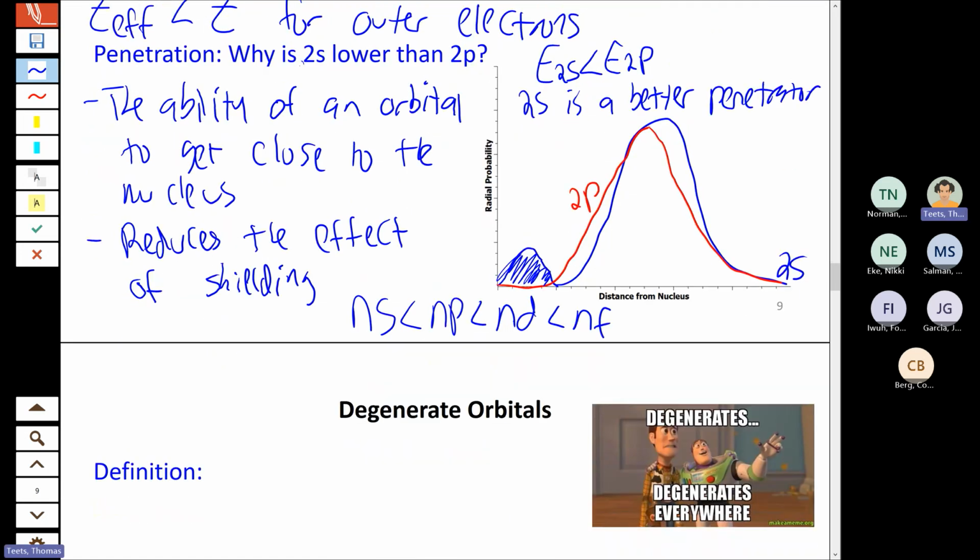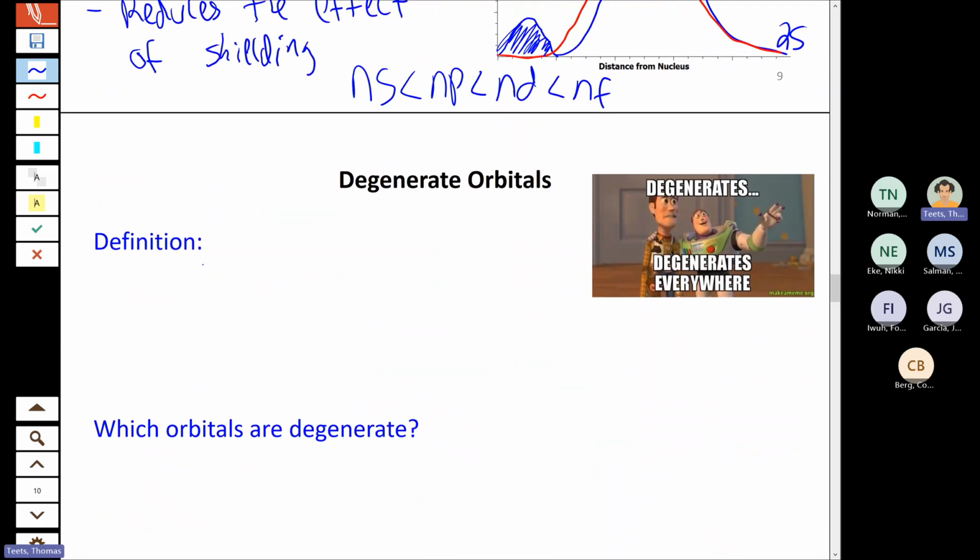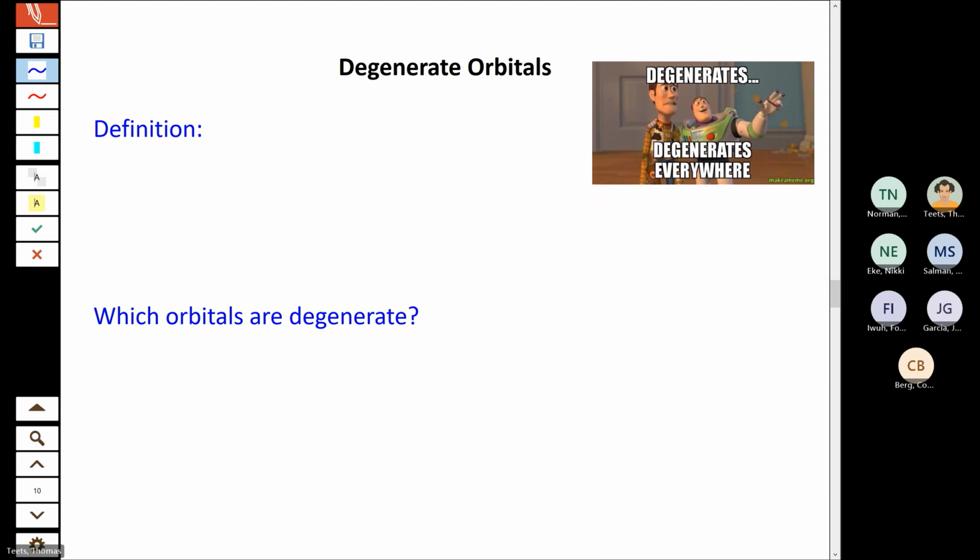All right, so another concept we need to understand for orbitals and subshells is what's called degenerate orbitals. And this doesn't mean that they're in violation of the law. This is a different meaning in chemistry. What degenerate orbitals refer to are orbitals that have the same energy.